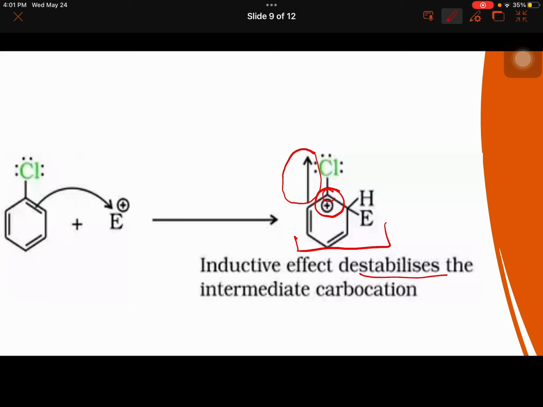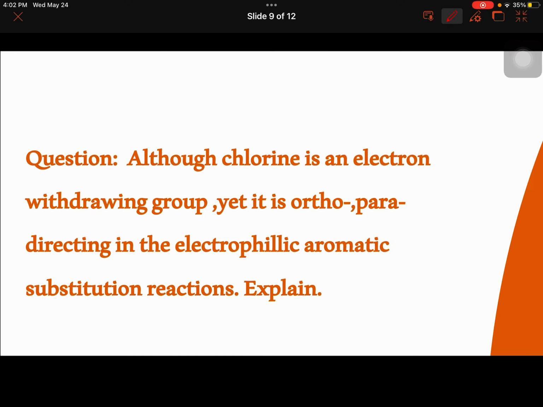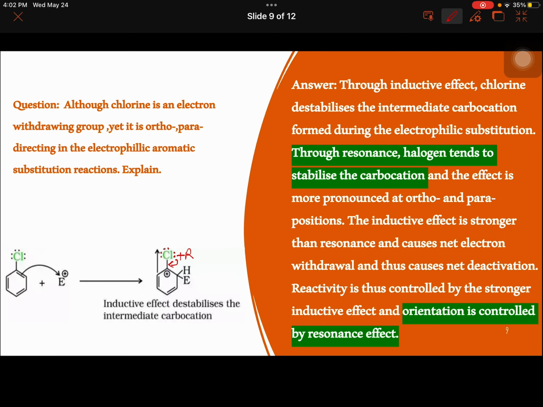Otherwise the reaction would not go further at all. It will go backwards. So how is that happening? That is happening because here chlorine, instead of showing the inductive effect, it is showing the plus R effect, resonance effect. It has 3 lone pairs. So it is offering the lone pair here and the reaction proceeds. So you are getting, I'll just show you the answer. The inductive effect, chlorine, if inductive effect is dominating, then through that chlorine is going to destabilize the intermediate. But if resonance is taking place, then halogen tends to stabilize the carbocation because it will provide its lone pairs.